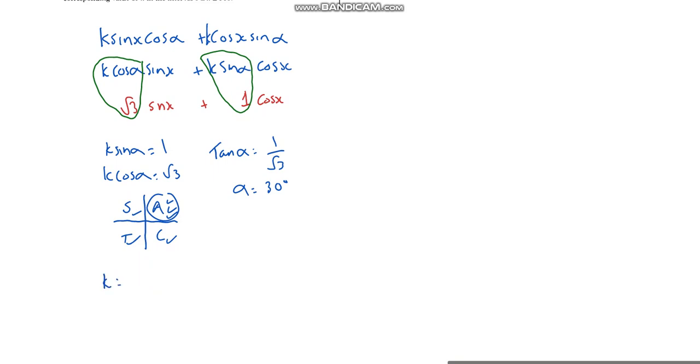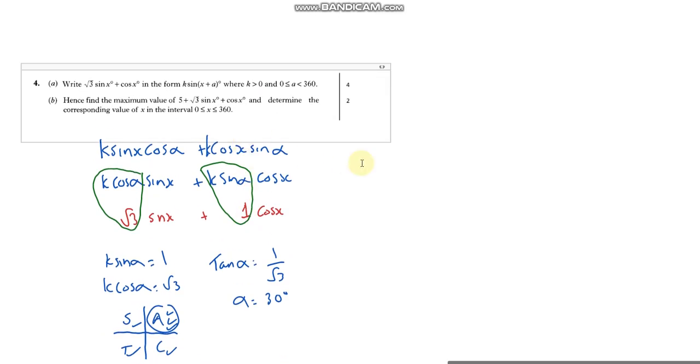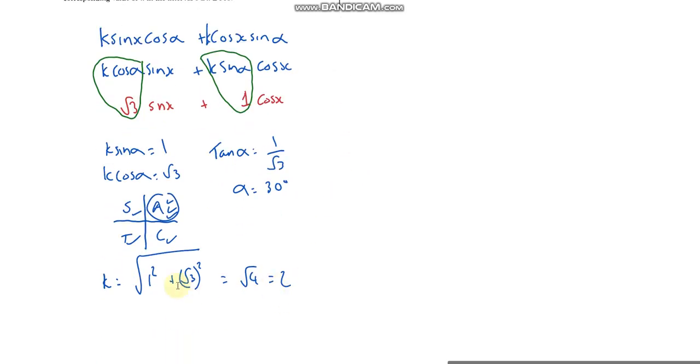So k is equal to the square root of 1 squared plus root 3 squared. So that's root 4, which is going to give me 2. Looks very similar to the last question so far, doesn't it? And my final answer then is going to be 2 sine x plus 30 degrees. Fantastic.